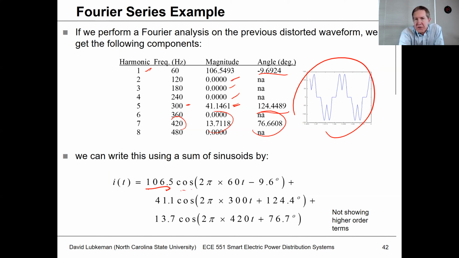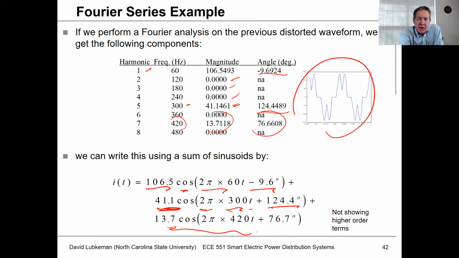I can represent this as a cosine times 2 pi times 60t minus the phase shift. I'm going to have the fifth harmonic component. To put this in the time domain, I take cosine times 2 pi times the frequency times t. This has a phase shift of 124.4 degrees.